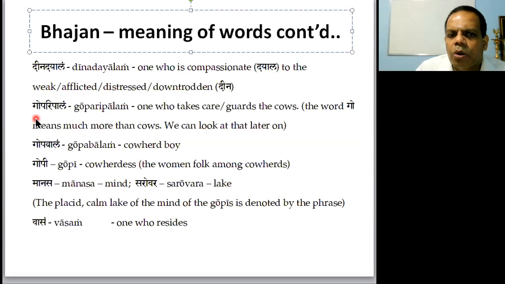The next word is Go Paripalam. Go means, as we have already discussed, cows. Paripala means one who looks after, takes care, guards. Paripalana means the action of looking after. So Go Paripalam. I think you come across this word quite often in bhajans.